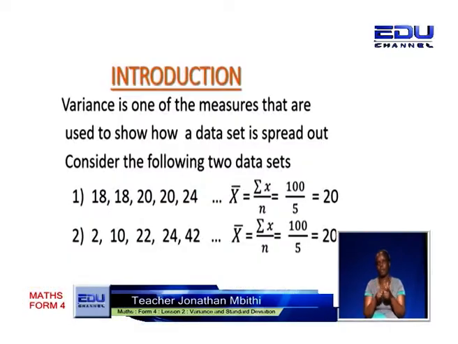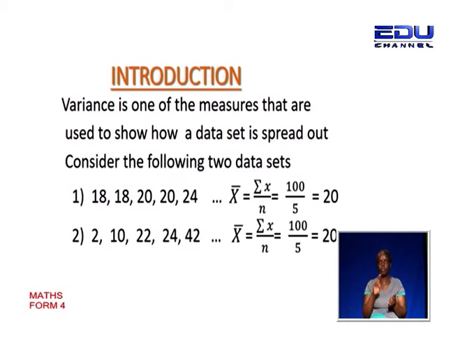Introduction. Variance is one of the measures that are used to show how a data set is spread out. Consider the following two data sets. There is one data set of 18, 18, 20, 20, and 24. There's a second data set there of 2, 10, 22, 24, and 42.